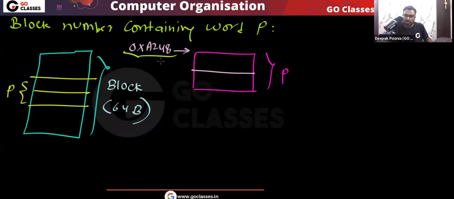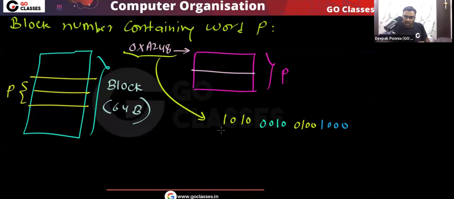Let me convert this to binary. Converting a hexadecimal address to binary is very easy. What we will do, every hexadecimal digit we will replace with a 4-bit binary number. Yes or no? This is how you can convert a hexadecimal number to a binary number. Every hexadecimal digit we will replace with a 4-bit binary number. This 8 we will replace with 1000. This 4 we will replace with 0100. This 2 we will replace with 0010. And this A means 10. A we will replace with 1010.